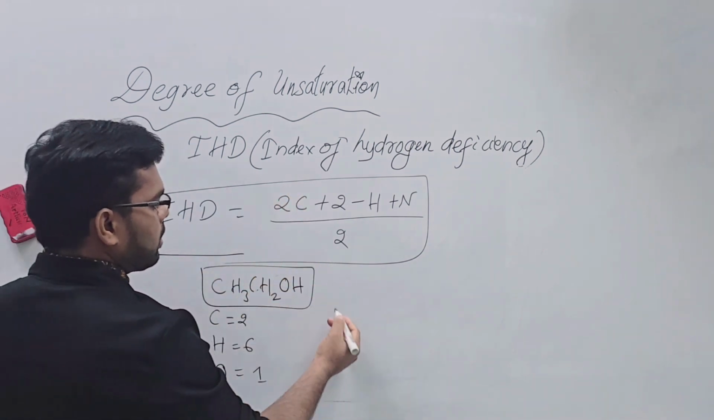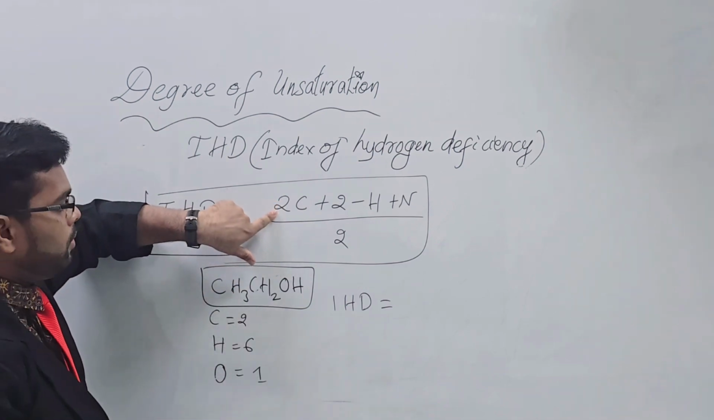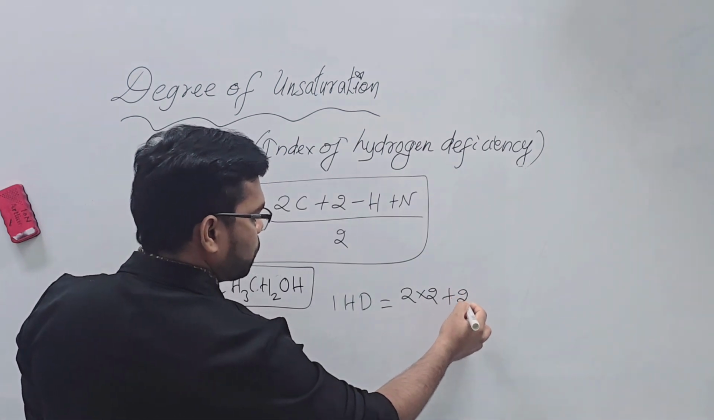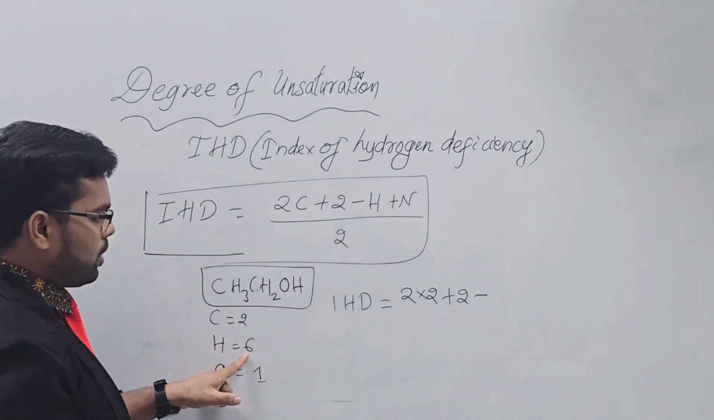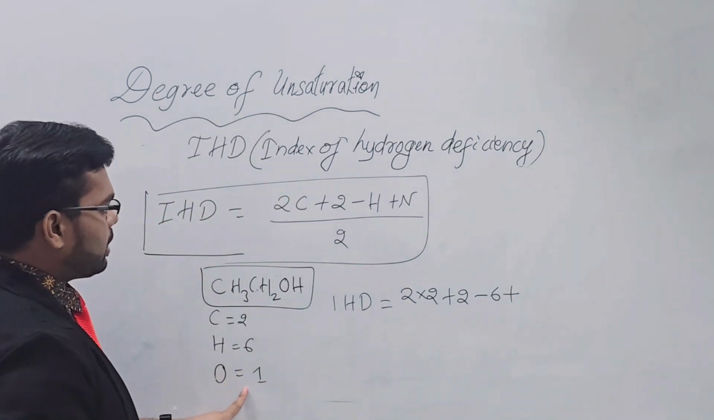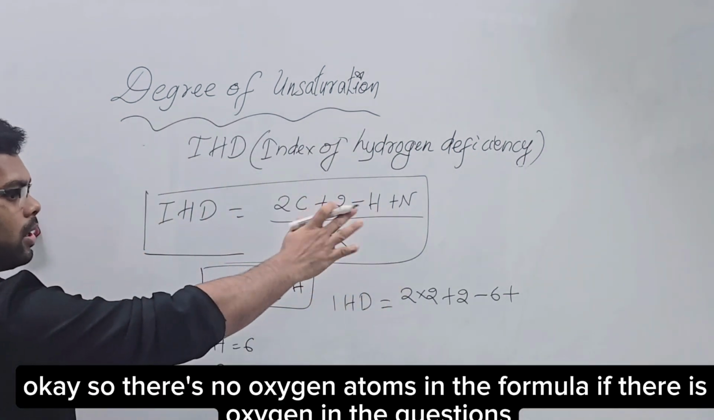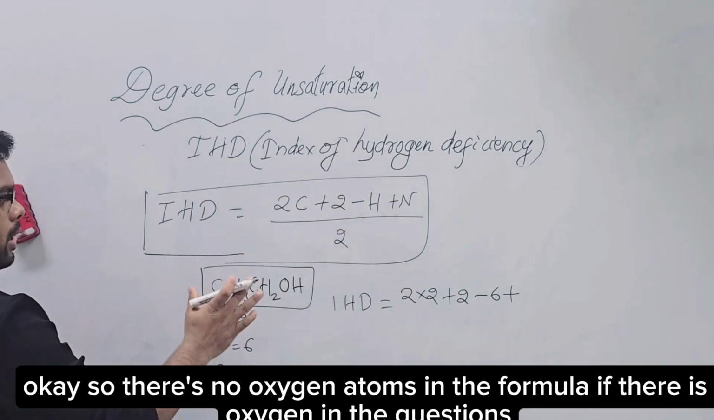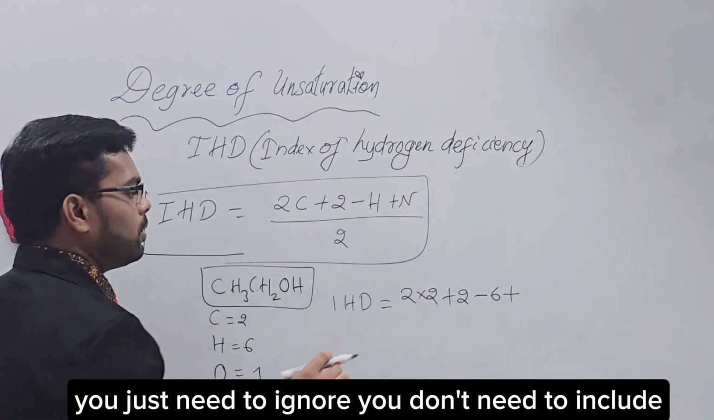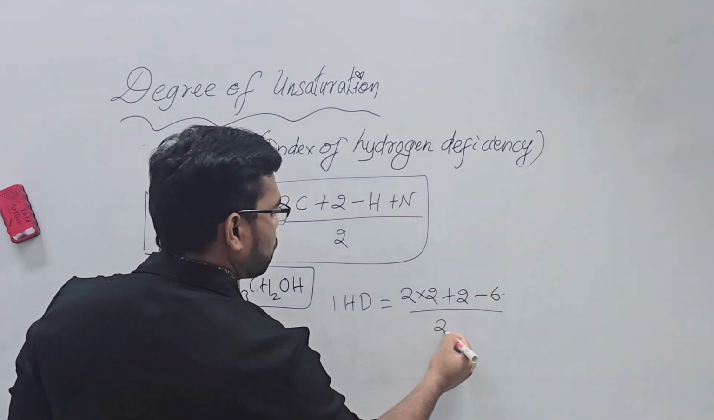Use this value to just replace in the formula. So IHD is equal to 2 carbon. How many? 2 carbons. So the carbon number is 2, plus 2, minus hydrogen. The hydrogen number is 6. Right? Plus there is no nitrogen. Oxygen is there, but if there is oxygen, you just need to ignore it. There are no nitrogen atoms in the formula. So if there is oxygen in the question, you just need to ignore it. You don't need to include it. Okay, so that means your formula ends here itself, divided by 2.